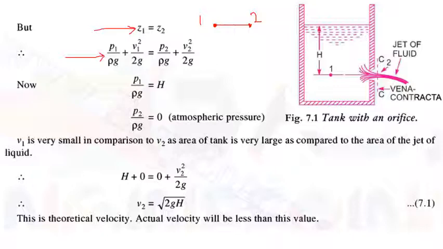So we know that P1 by rho g is the pressure energy that is equal to capital H, that is head of the liquid surface above the center of the orifice, that is indicated in the figure. P2 by rho g is equal to 0. See, at point 2 there is no liquid above the point 2. So it is atmospheric pressure. So P2 by rho g is equal to 0.